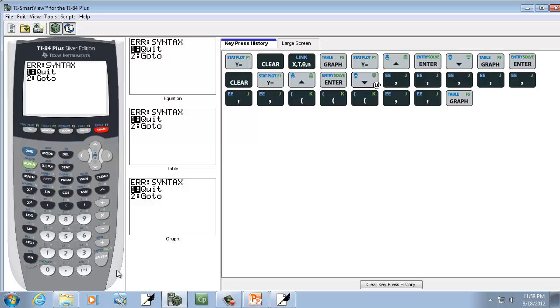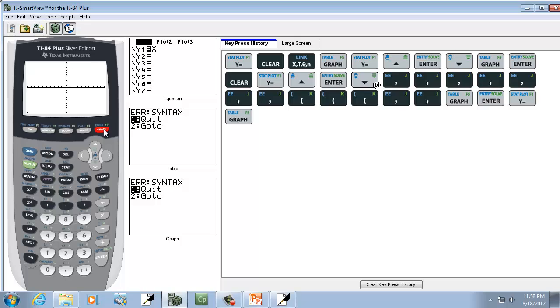Well, the logical thing for people to do here is just press enter on quit. And then they go back to Y equals, and they're looking. It's like, I do not see anything wrong. So they do graph again. Gives them the error again.